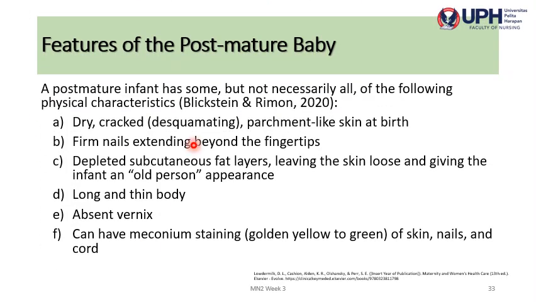So when the postmature baby is born, we will see that the skin is dry and cracked because of desquamation, and the nails are firm and extend beyond the fingertips. We can also see the fat layers. Sometimes the baby's body is long and thin, the vernix is absent, and there is meconium staining on the skin, nails, and even the umbilical cord.